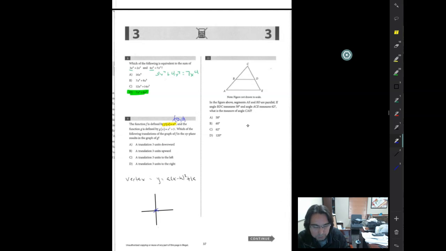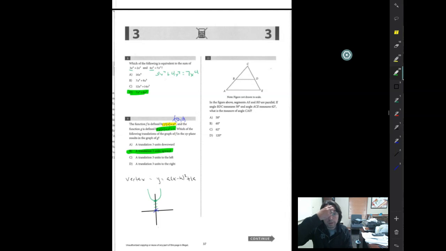The next one here, we see that there's nothing inside the parentheses. So that still means the x value of the vertex has not moved. However, we have the plus 3. So that means we're now shifting up 3. So that means we're going 1, 2, 3. So the new vertex point is right there. So the answer choice on this one would be a translation of 3 units upward.